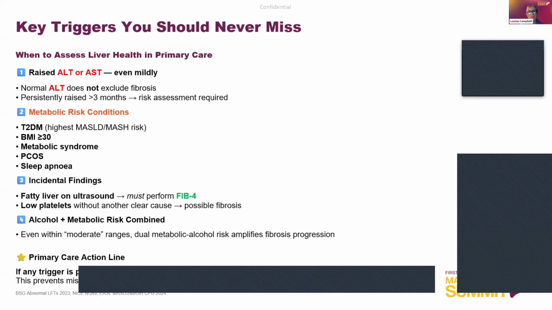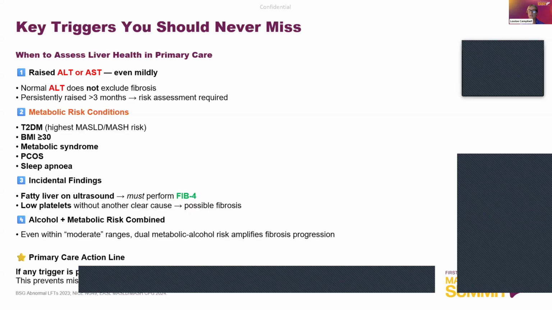The key triggers we should really never miss: raised ALT and AST, because they don't exclude fibrosis. Persistently raised requires a further assessment. Type 2 diabetes, BMI of above 30, metabolic syndrome. The liver's the metabolic king and queen, therefore it has to be included in a review. Polycystic ovary syndrome, I see a lot of people with advanced liver steatosis with that.